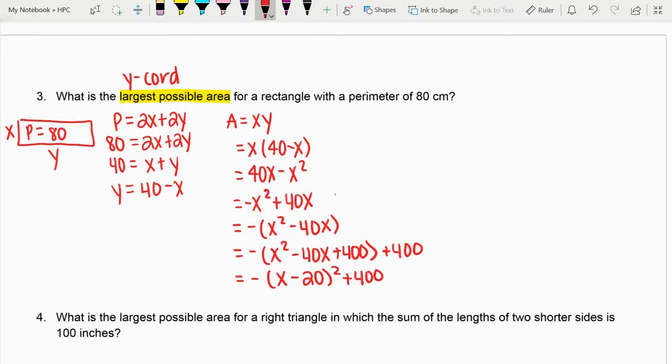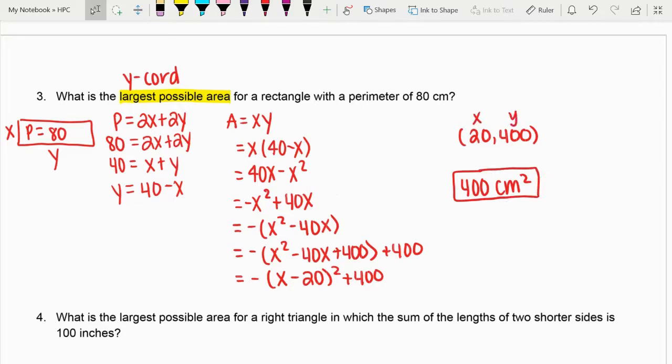Okay, so this is going to give me my vertex. My vertex is actually going to be 20, 400. So that is telling me that the maximum area is going to be 400 centimeters squared when x is equal to 20. So the maximum area is going to be 400 centimeters squared, and again, that's when x is equal to 20. Here's my x, here's my y.